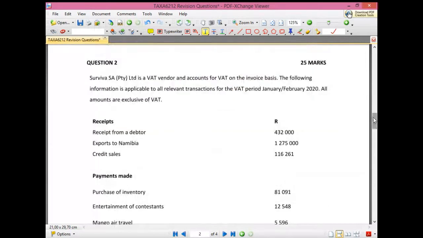Based on this information, we know it's a VAT vendor. It accounts for VAT on the invoice basis, so that means it is the earlier of the invoice or payment that is generally accounted for. If it's only payment basis, then we only account for VAT once the payment has been received or made, but not a lot of companies are allowed to register in that way. They tell you all amounts are exclusive of VAT, so all of the amounts listed here do not have VAT in them at the moment.